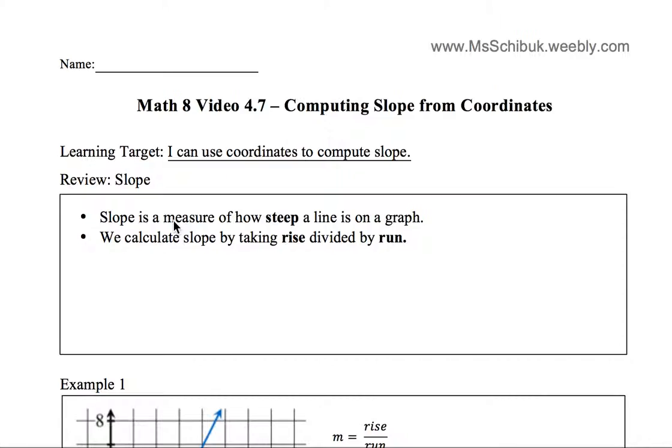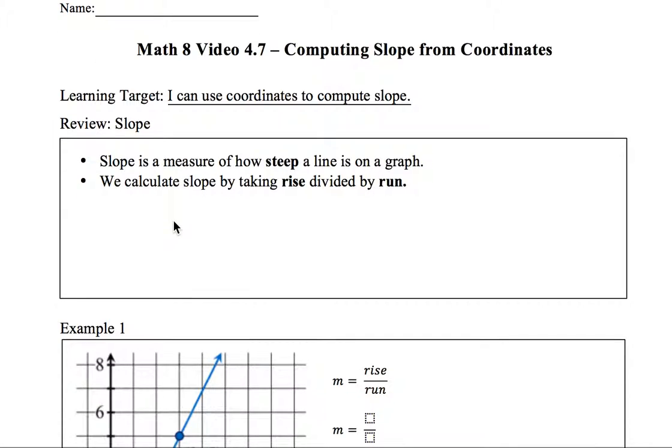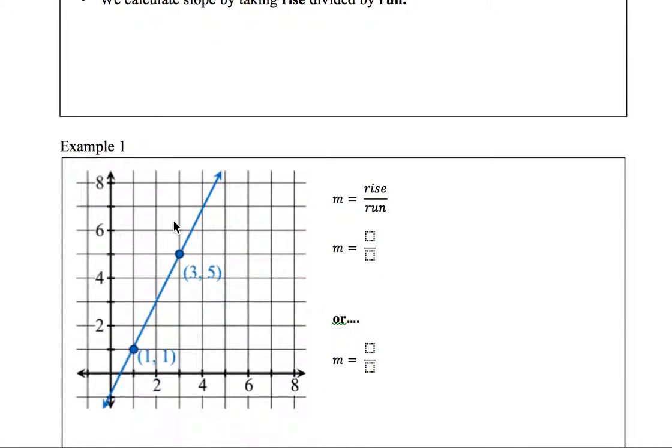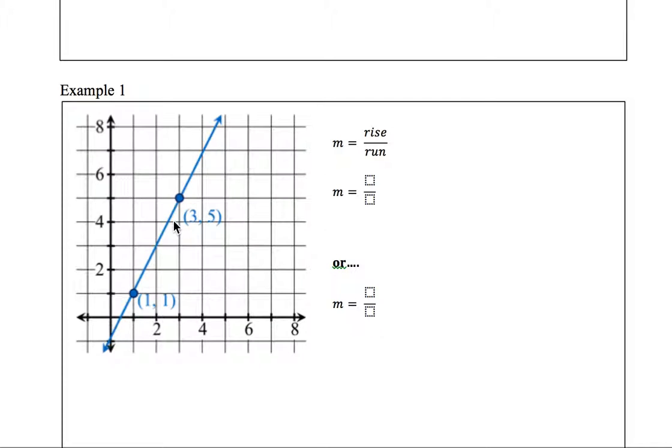So let's start with a bit of review. Two things that you need to remember about slope to frame our lesson. Slope is a measure of how steep a line is on a graph, and we calculate slope by taking rise divided by run. So I'm going to start this lesson by going through an example together. So look at example number 1.